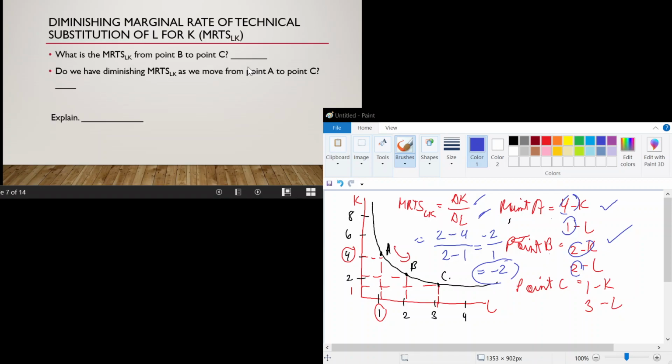So, next question is, ano naman yung MRTS from point B to point C? Okay, so, burahin ko to.